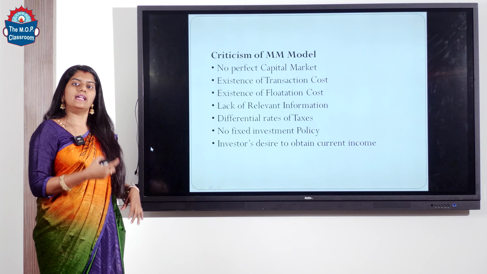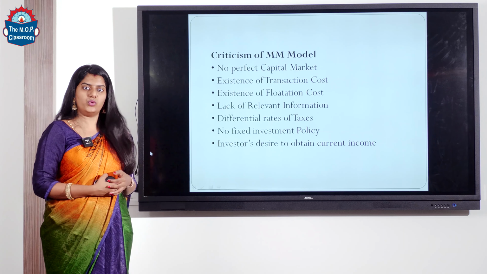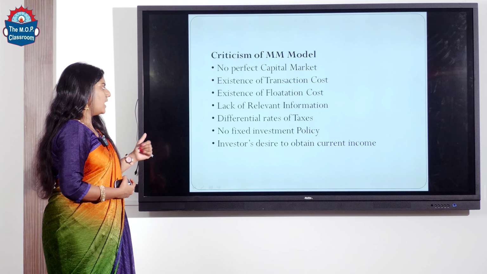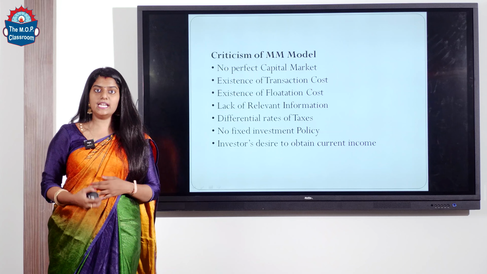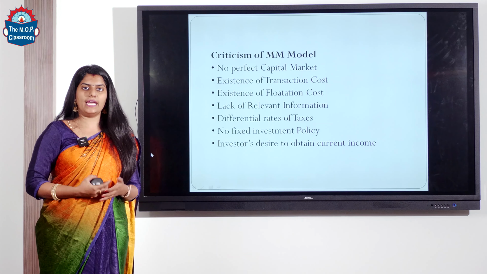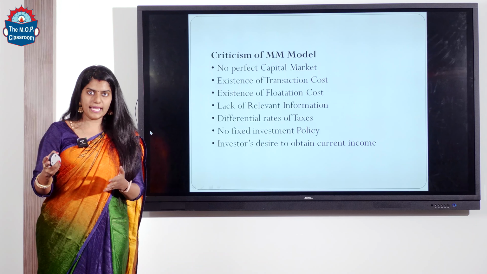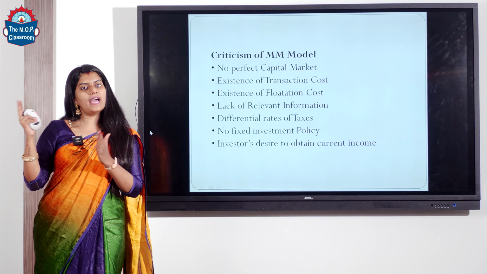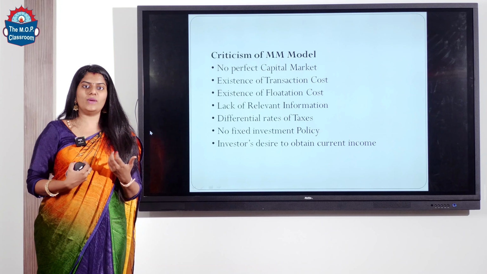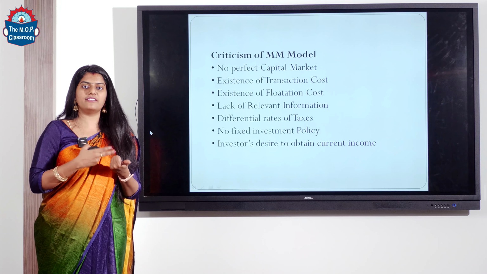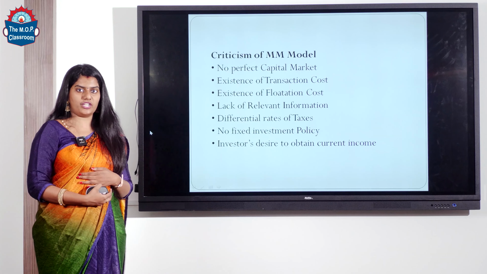The company cannot follow a fixed investment policy. The investment policy, like the dividend policy, has to change very frequently, because of which the value of the firm will obviously get affected. And the last one is the investor's desire to obtain current income. Let me explain this in detail. So the investor might feel like having an income now rather than having an increase in the value of their share. They might prefer getting dividend now rather than having it in the company and showing it as an increase in the value of the share. So it is always said it's better to have a bird in the hand rather than two in the bush. So this particular proverb suits this particular criticism.